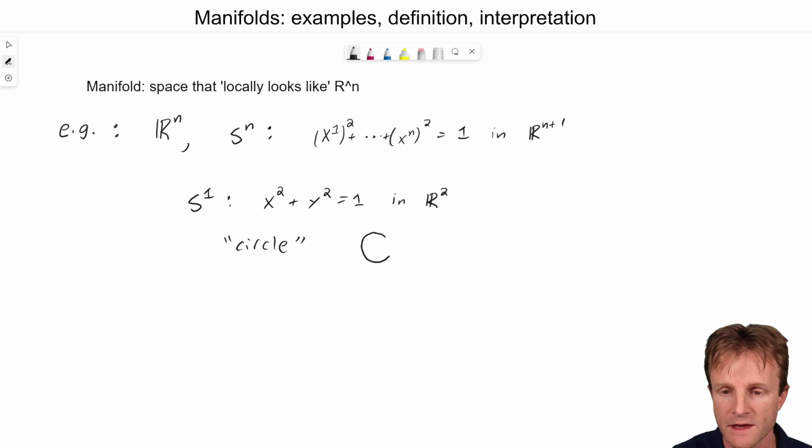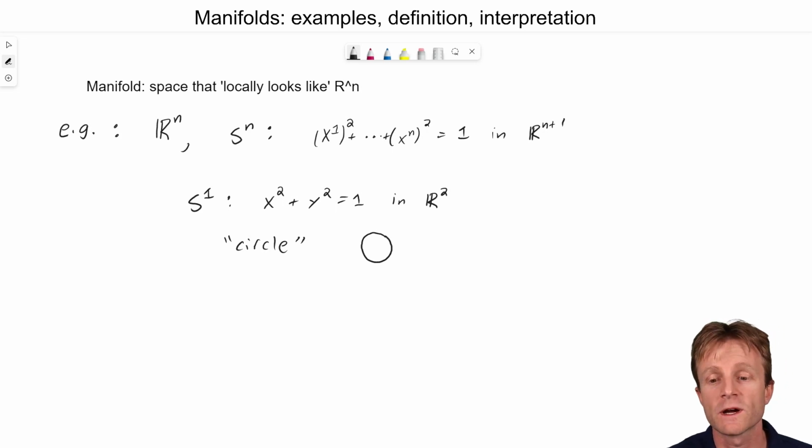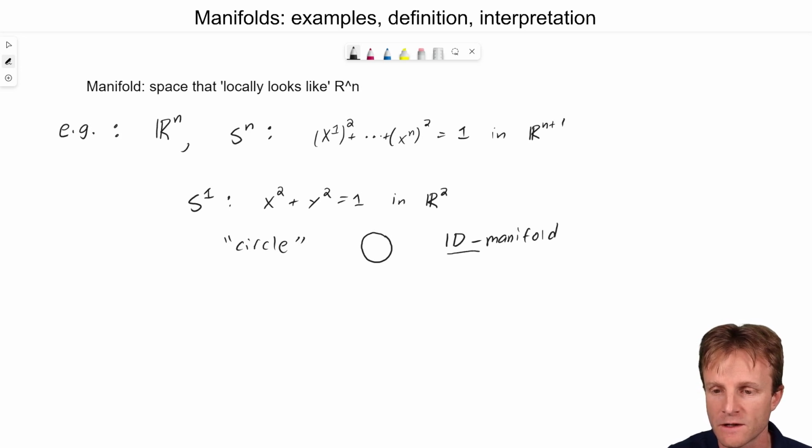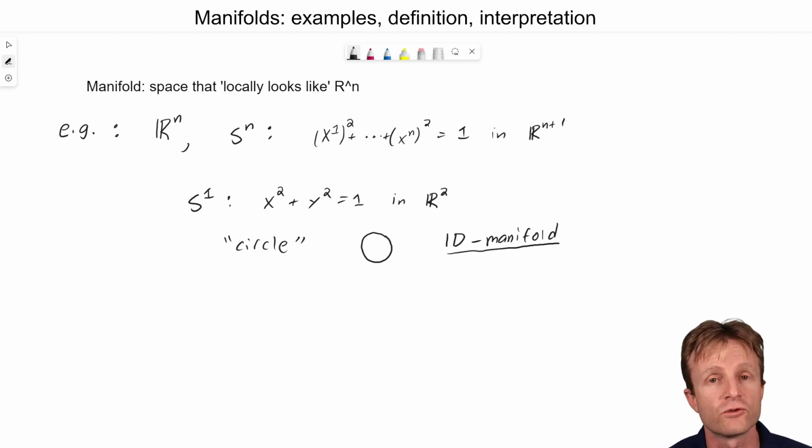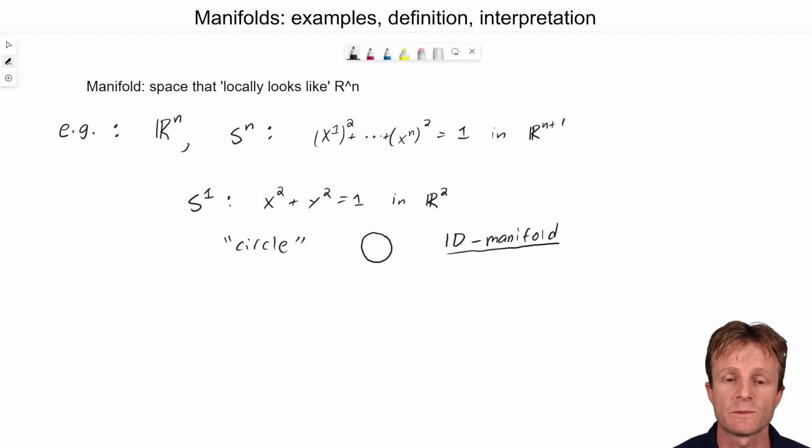We could draw it like this. But we're going to think of the circle as a one-dimensional manifold. Even though I've defined it here with reference to R2, if you're living on the circle, you can only go in one direction. The interior is not part of the circle. And so we're going to seek a definition of a manifold that defines it intrinsically without reference to some embedding in higher dimensional space.